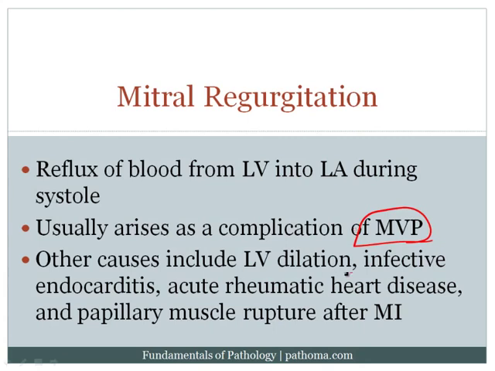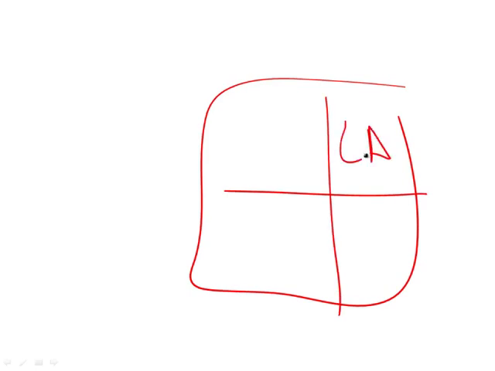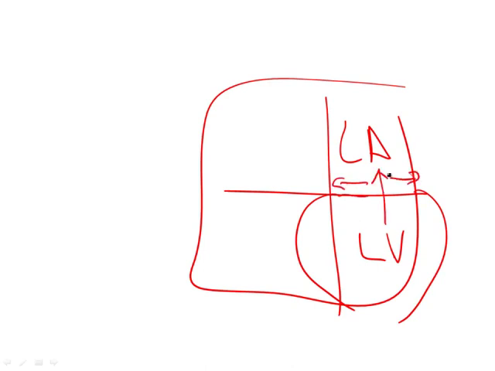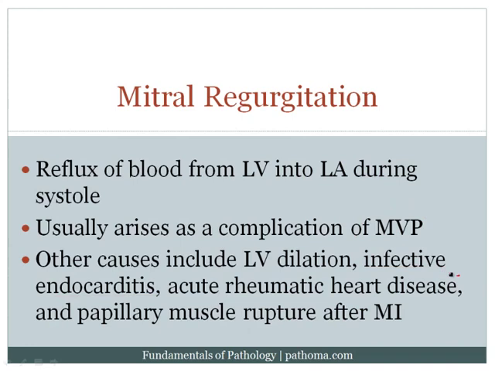Other causes would include left ventricular dilatation. Again, if this is the standard picture that we keep drawing, and this is the left atrium and left ventricle, if you get dilation of the left ventricle, you're actually going to pull apart the leaflets of this valve, making this valve leaky. Other causes listed here include infective endocarditis, which can damage the valve leaflets, and acute rheumatic heart disease. Remember that in acute rheumatic heart disease, the most commonly involved valve is the mitral valve, and the most common complication is where you get those little vegetations on the valve, resulting in mitral valve regurgitation. And finally, papillary muscle rupture after a myocardial infarction can also give you mitral valve regurgitation.